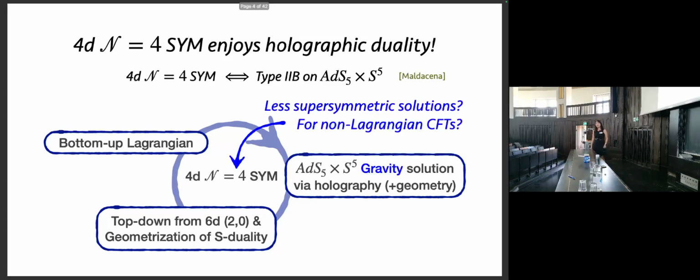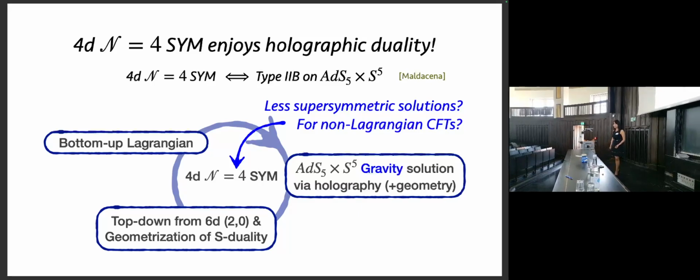Now, this is very nice and all, but as the title has already suggested, I want to go slightly more beyond. And the question that I really want to address here today is how do we explicitly bring it to less constrained and less symmetric theories? So I'll consider less supersymmetric solutions. And I also want to bring it down to when we lose the Lagrangian description for the theory. So it'll be explicitly non-Lagrangian theories.